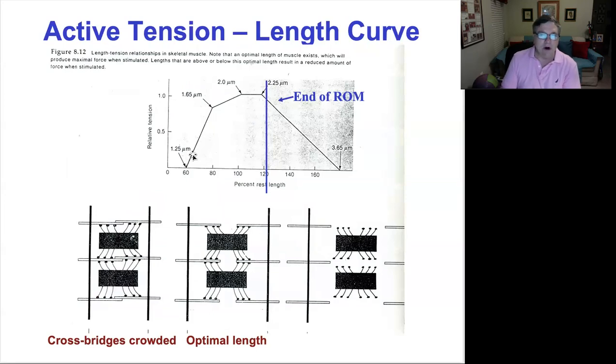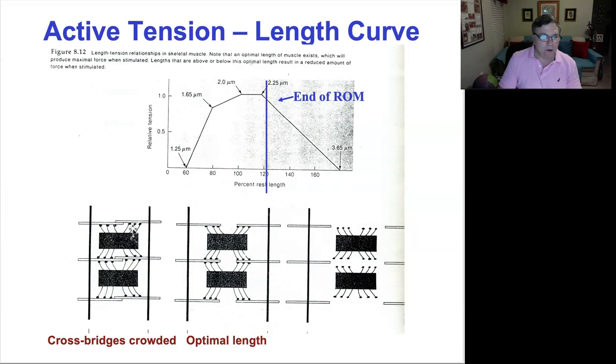So even at the sarcomere level, that's what's highlighted here with 1.2 microns, 1.6 microns. People actually measure these at the sarcomere level. So at the end of the range of motion, you're about right here. This is kind of between 100 and 120% of resting length. This is that Goldilocks zone where we can maximize the number of cross bridges available.